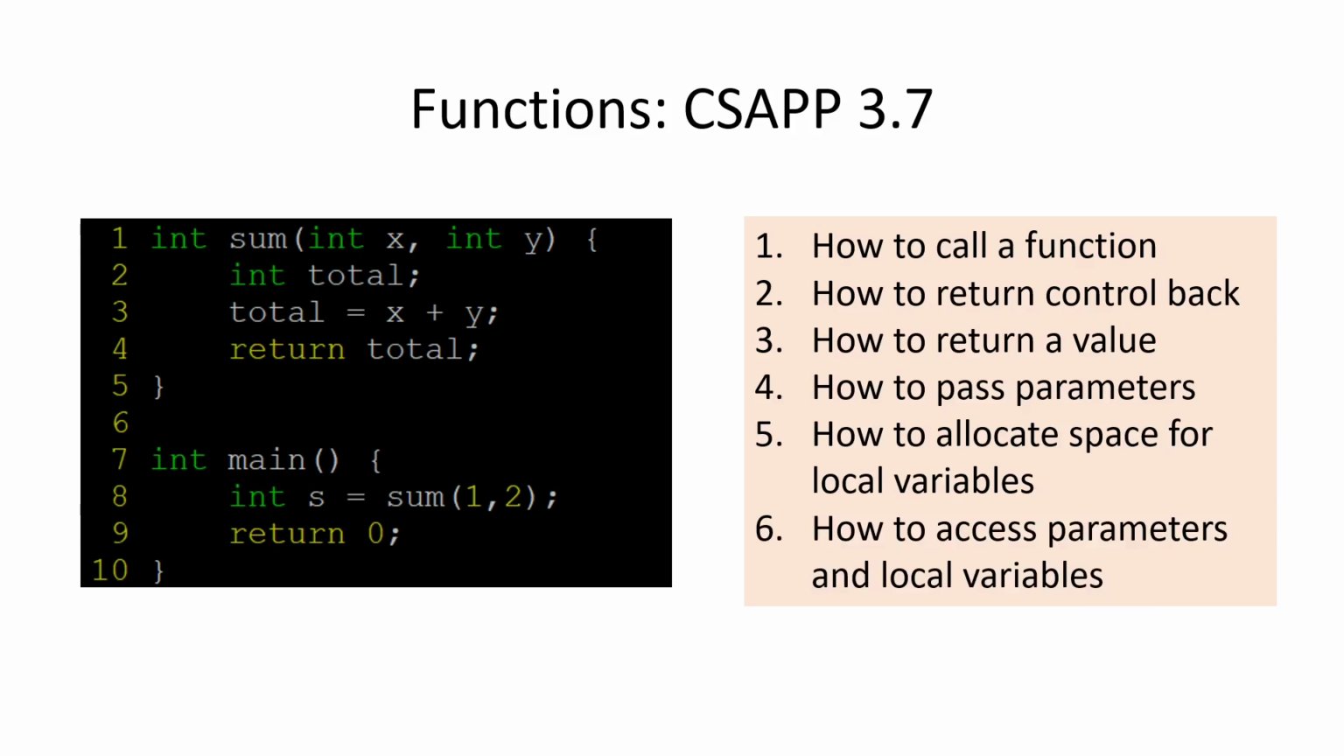Let's see. How to access parameters and local variables. So we'll have parameters here, x and y. We have local variables, total. How do we access those? Where are they stored in memory? And then finally, how to deal with registers.